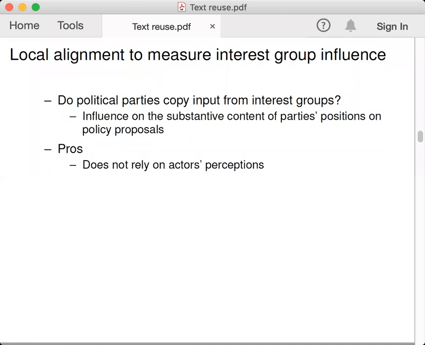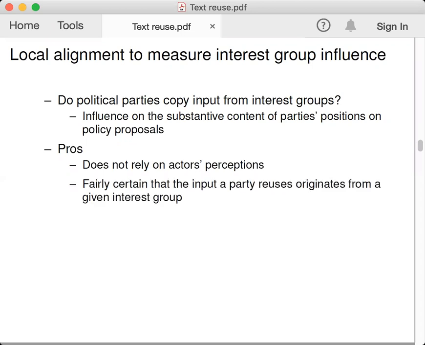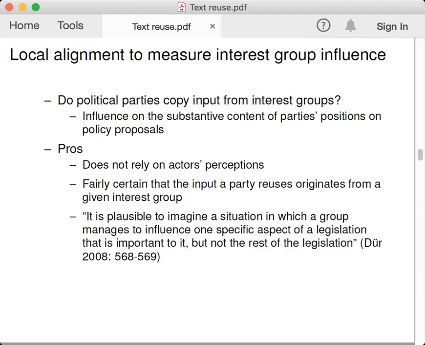So this doesn't rely on the actors' perception. One common approach is to interview or survey either interest groups or legislators. And another pro with this approach is that there are ways to ascertain that the input that the party or another legislator reuses originates from the interest group in question. I will come back to that briefly.